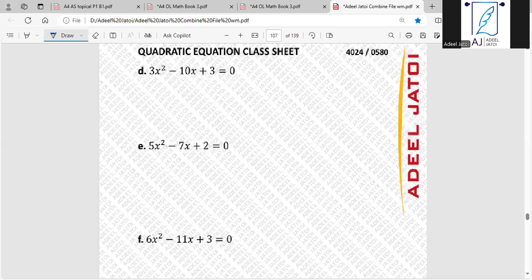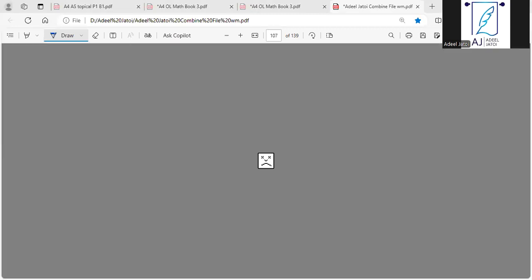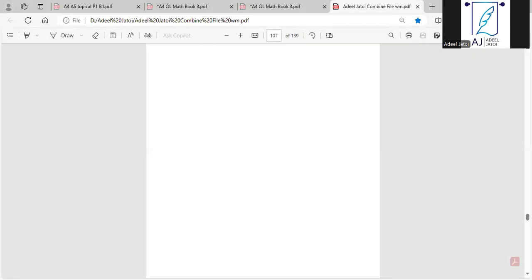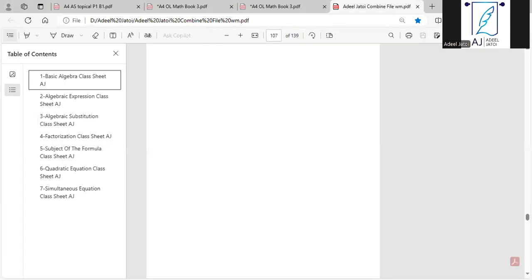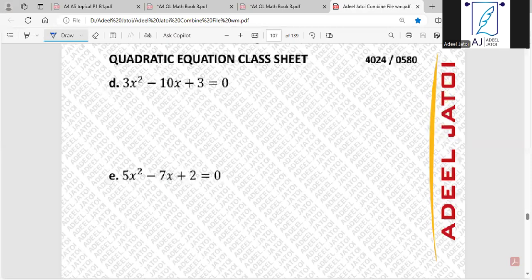Now let's just work upon D. What did D say? D says 3 into 3, right? So how are we going to solve it down? Having 3 into 3, that means 9. 1 and 9 becomes what? 10. So what we can do is use 3x square minus 9x minus x plus 3 equal to 0.